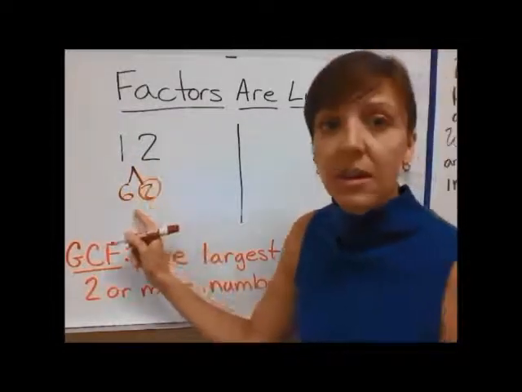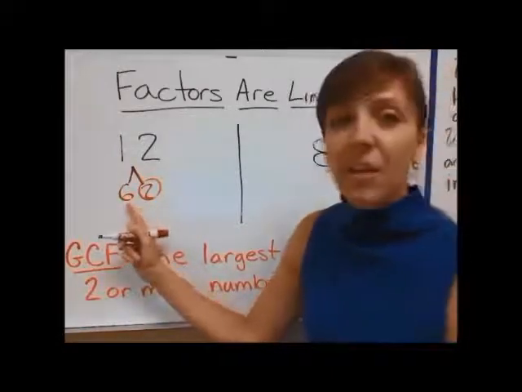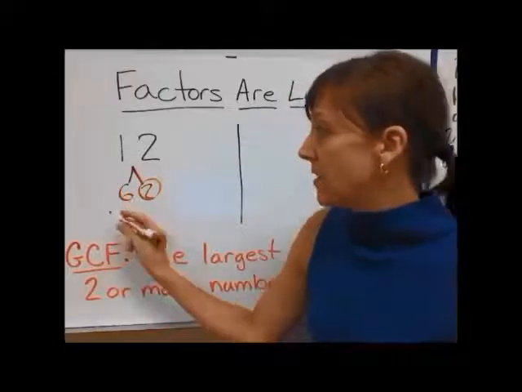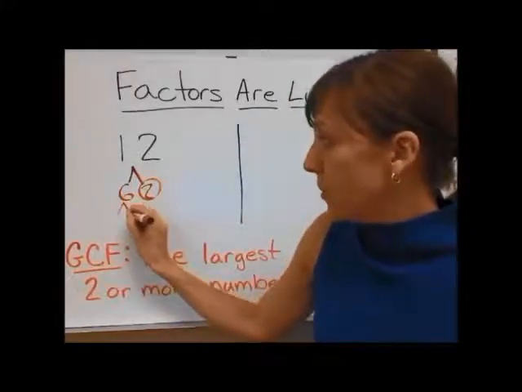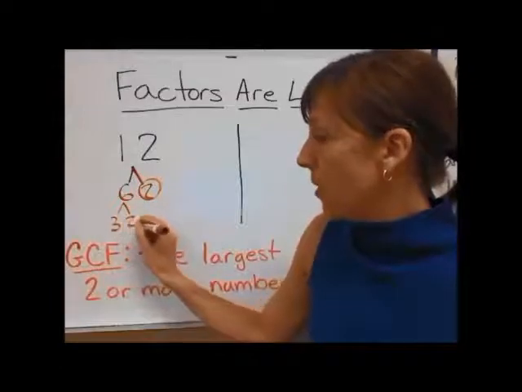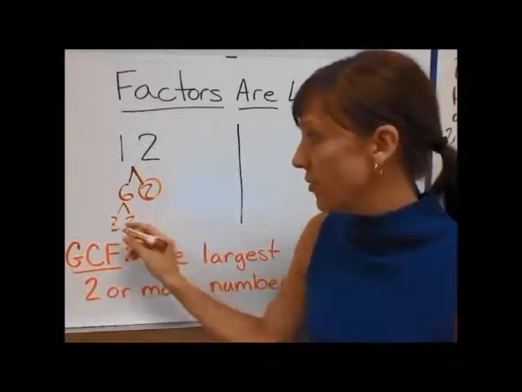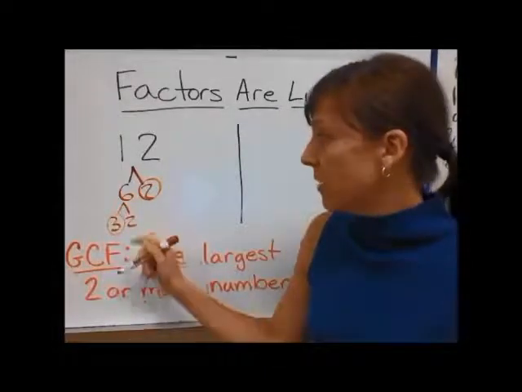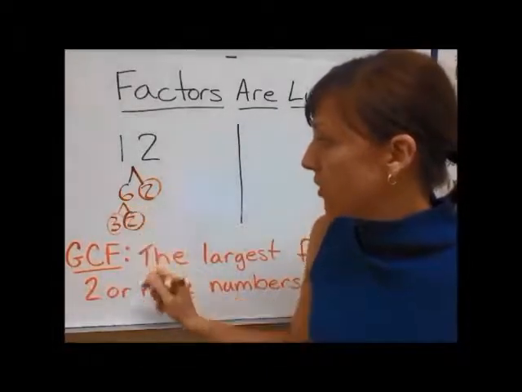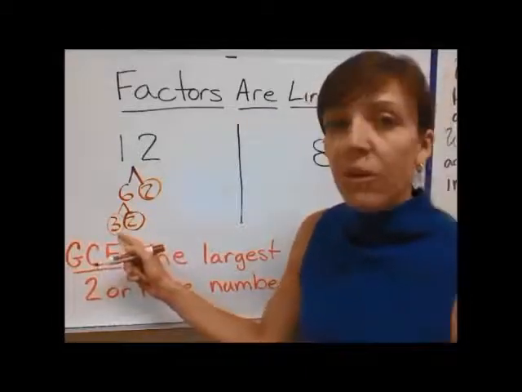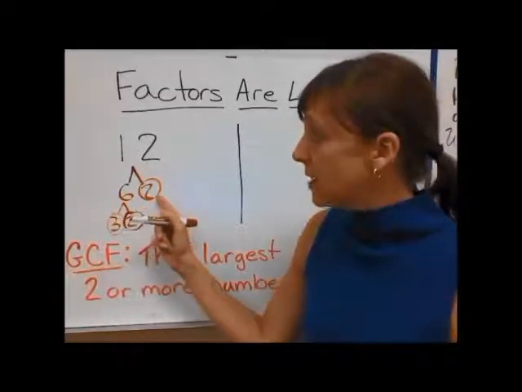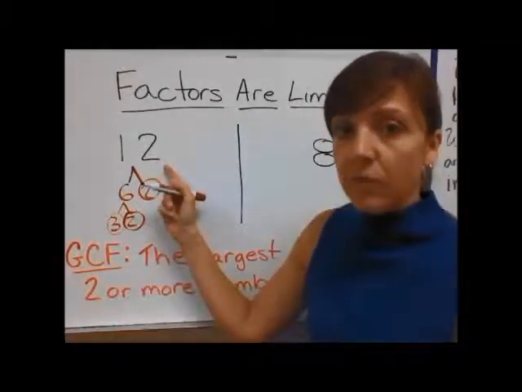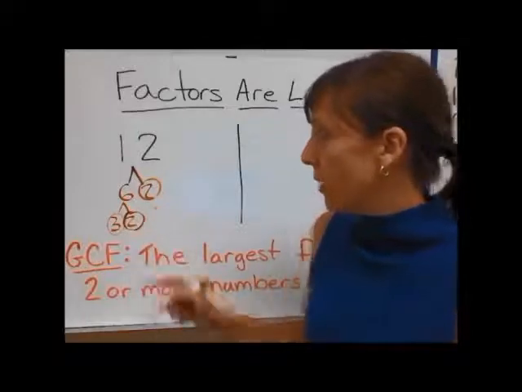So I have 2, and now I'm going to take that 6, and I know that this is not a prime factor, so I am going to break this number down until I have prime factors. This is called a factorization tree, which we have seen in our prime factorization video. There's a 3 and there's our 2, and so 3 times 2 is 6, times 2 more is 12. This is the prime factorization of 12, and these are all factors of 12.